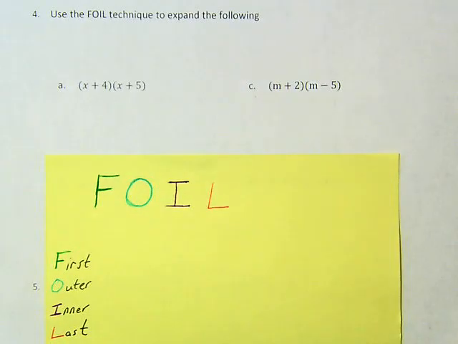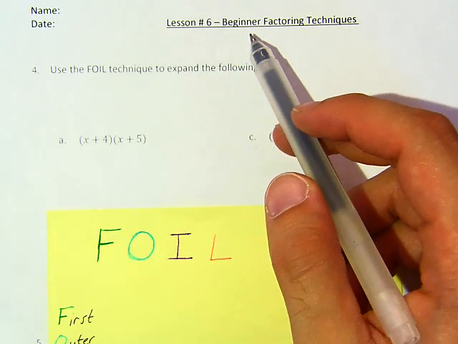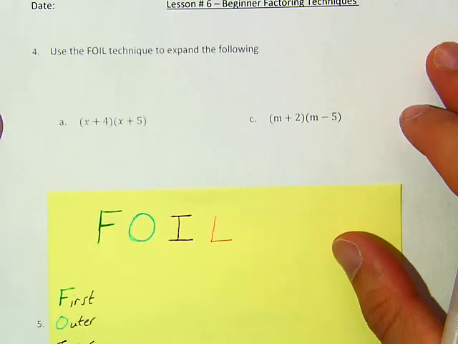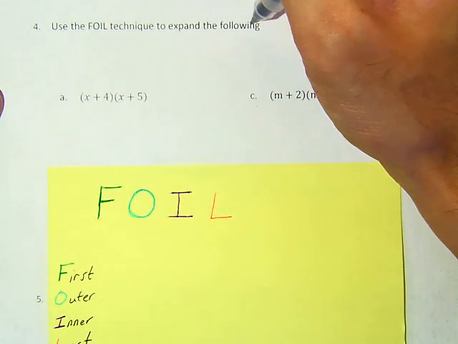All right, everybody, let's do it. So this is continuing lesson number 6, beginner factoring techniques. So let's work on the first one. Here, what are we doing? It's asking, use the FOIL technique to expand the following.